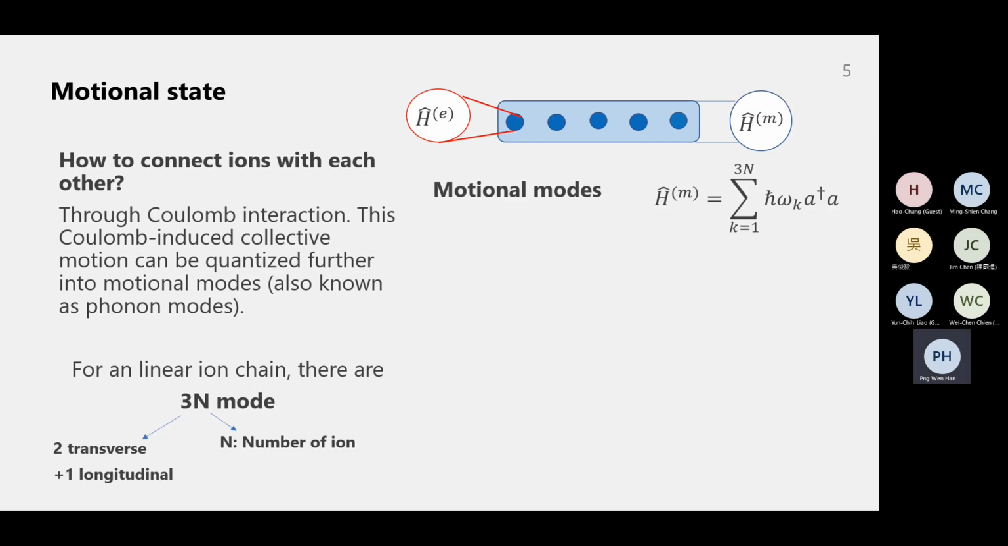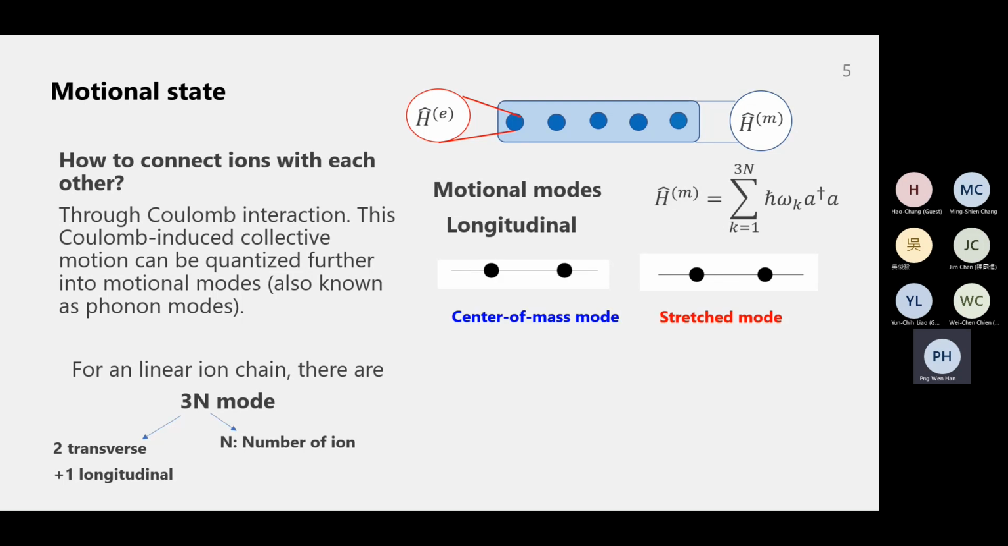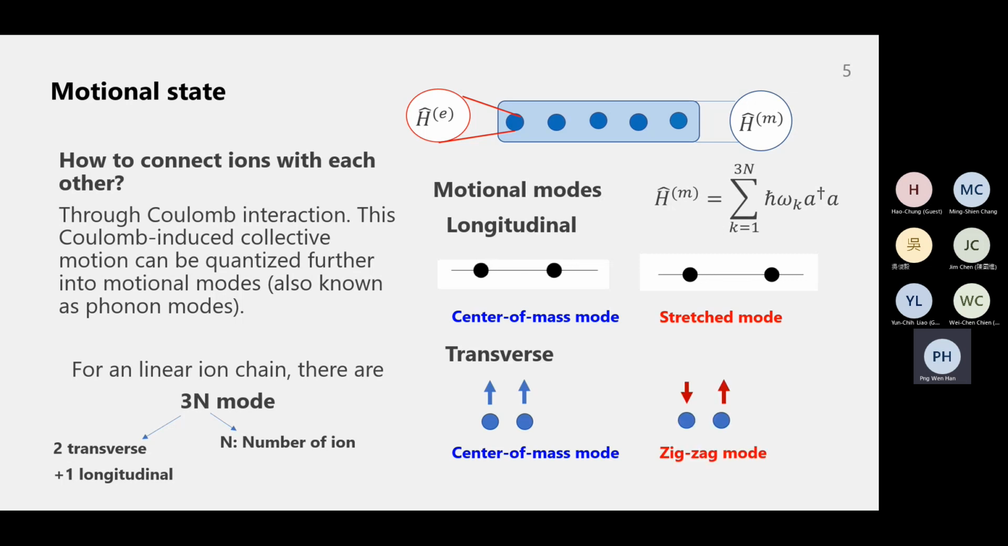Here is what the Hamiltonian looks like. If you recall from your quantum mechanics courses, this is the quantized harmonic oscillator. Here we have the longitudinal modes. If we have 2 ions, there are 2 possible modes, the center of mass mode and the stretch mode. For the transverse modes, it follows the same way, but the only difference is that they move in the transverse direction.